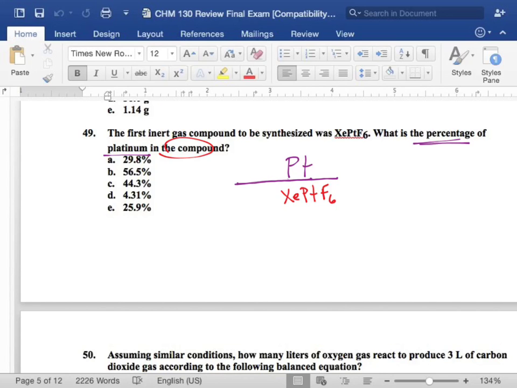Well, we can look at it on the periodic table. The periodic table gives us what? The atomic mass. So we do have information about the mass. We know platinum happens to be, we know xenon happens to be, we know platinum happens to be, we know fluorine happens to be, as I run out of space, 6 times of it. 6 times 19 is 114. And we can now go through and calculate.